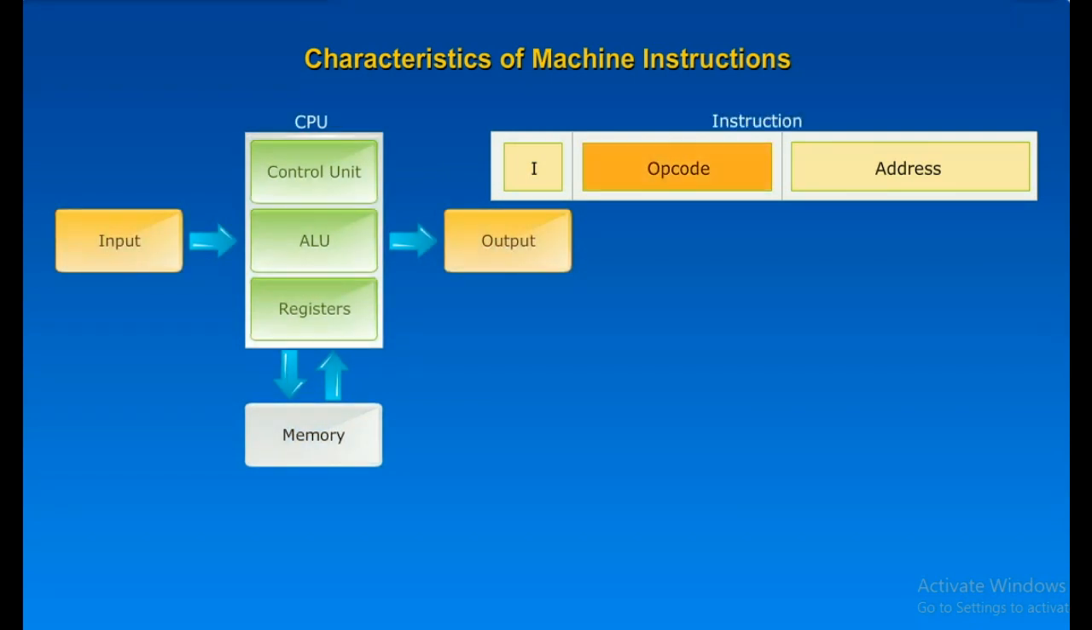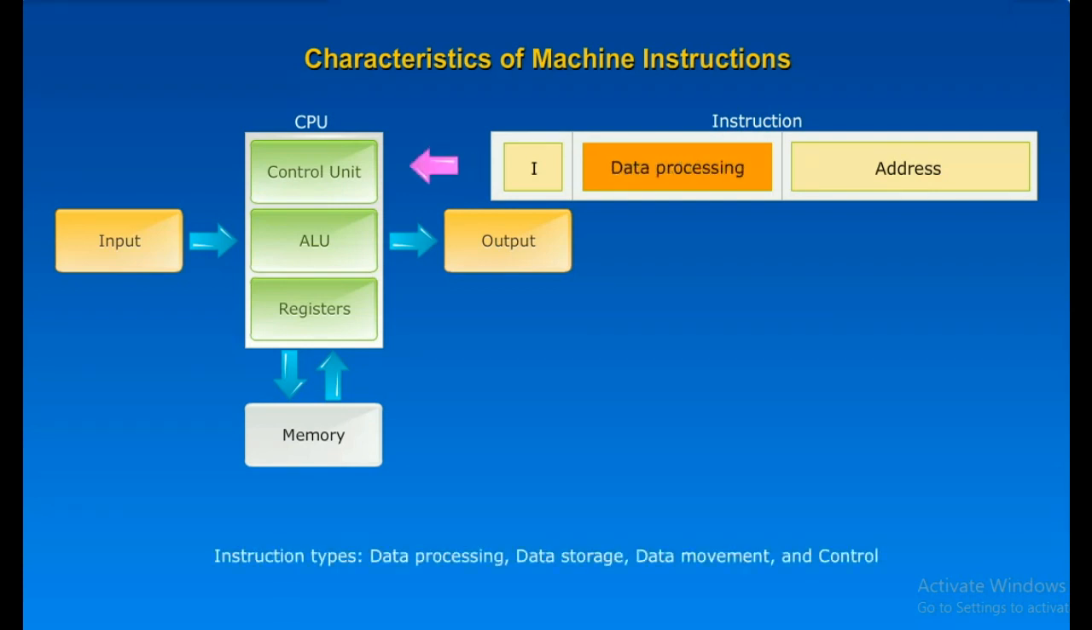Let us take the field opcode, which tells the CPU to perform an operation. Operations or instructions can be of four types: data processing, which are for arithmetic and logic operations; data storage, for moving the data into or out of registers and memory locations; data movement or I/O instructions; and control instructions that instruct the CPU to test and branch or jump.